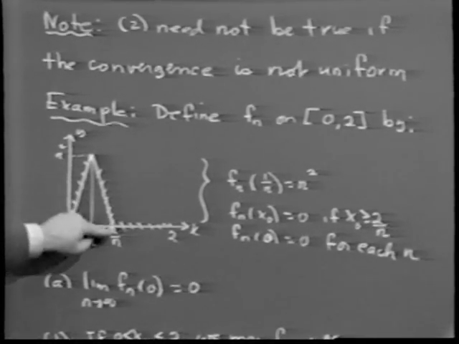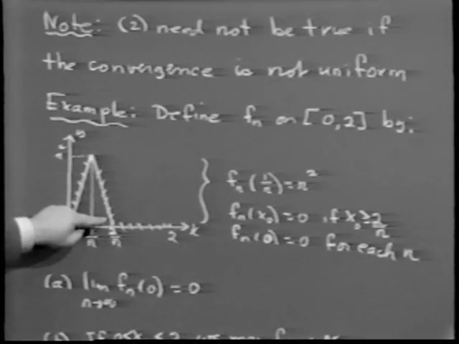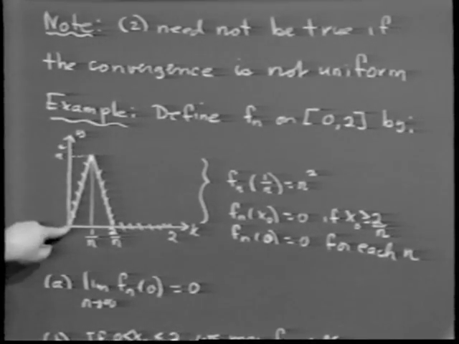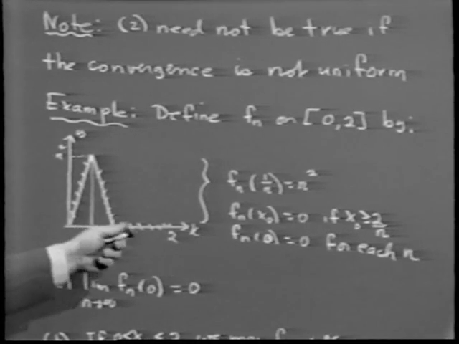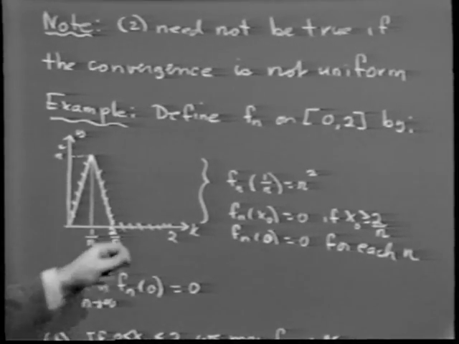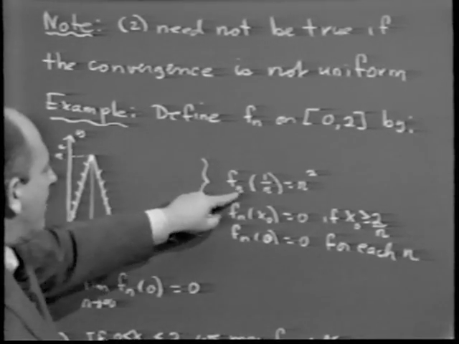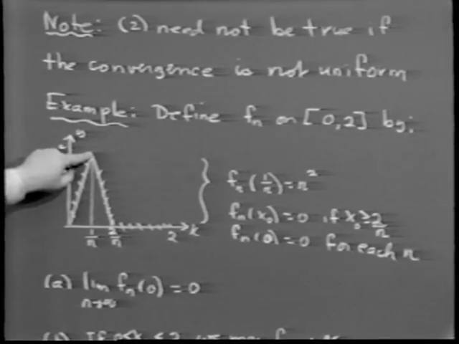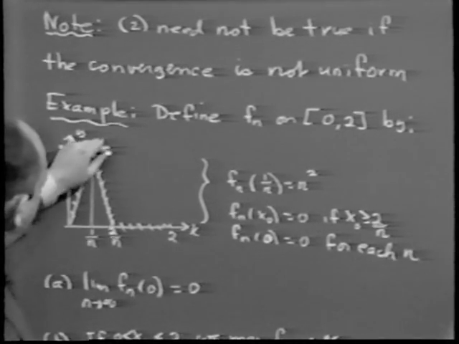I'll come back to this on the next board to show you why I chose this, but let's make a few observations just to make sure that you understand what this function looks like. I'll just make a few arbitrary remarks about it. First of all, for each n, f sub n of 1 over n is n squared. That's just another way of indicating a label for this point.